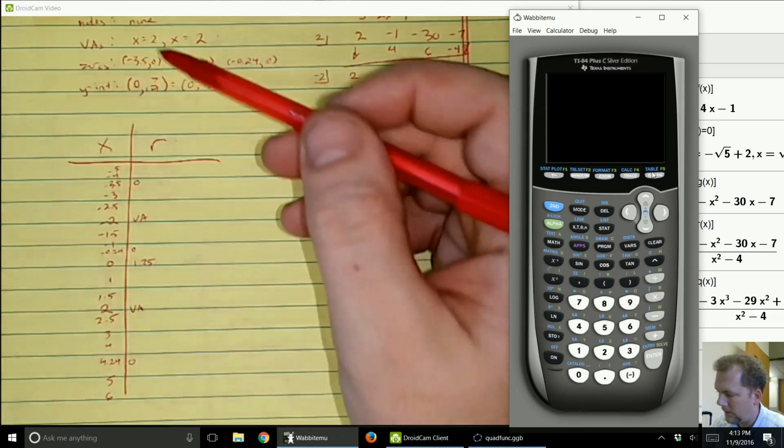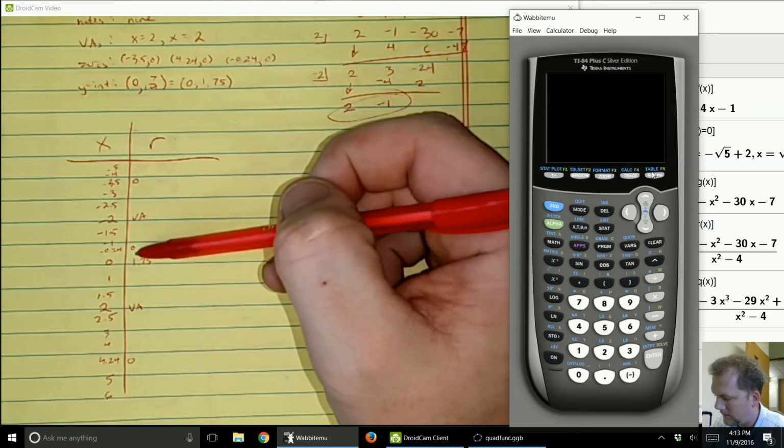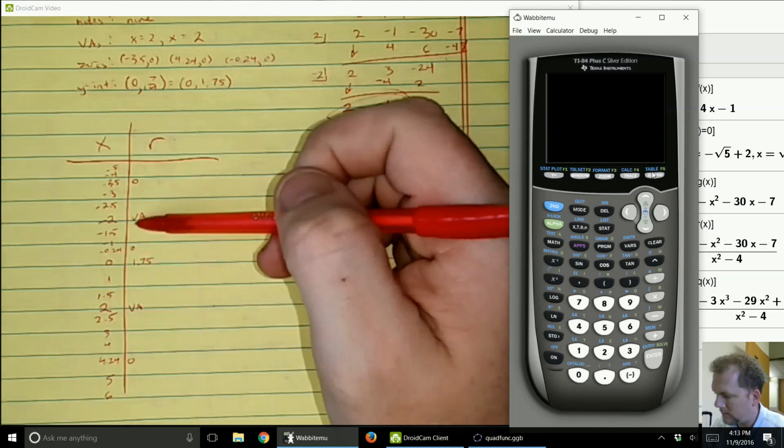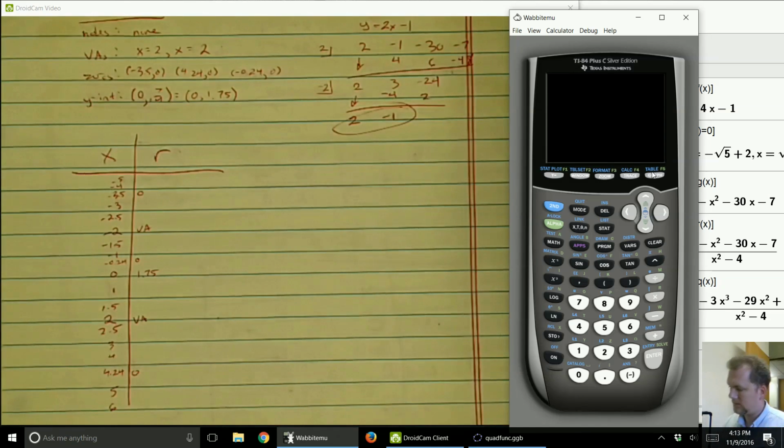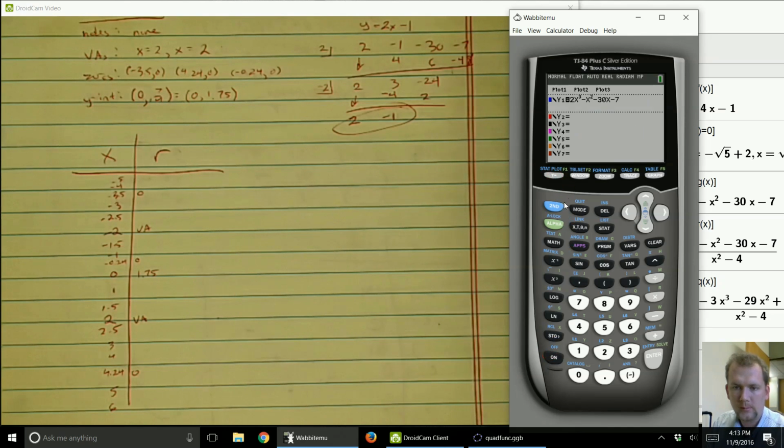So we have our 4 points. 1, 2, 3, 4 are in there. We have our vertical asymptotes in there. And that was all we had. So I'm going to figure out what these other numbers are. And it's convenient that that's in there. And I want to divide it by x squared minus 4.